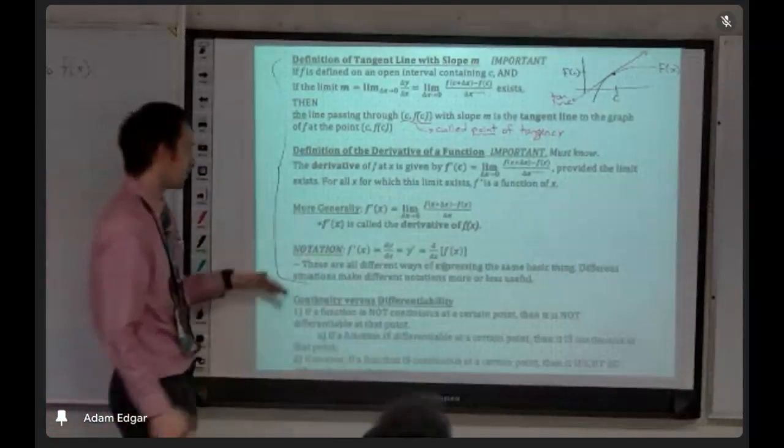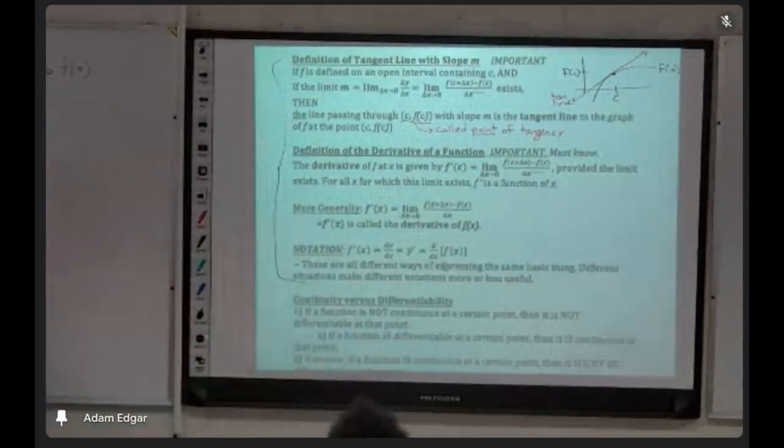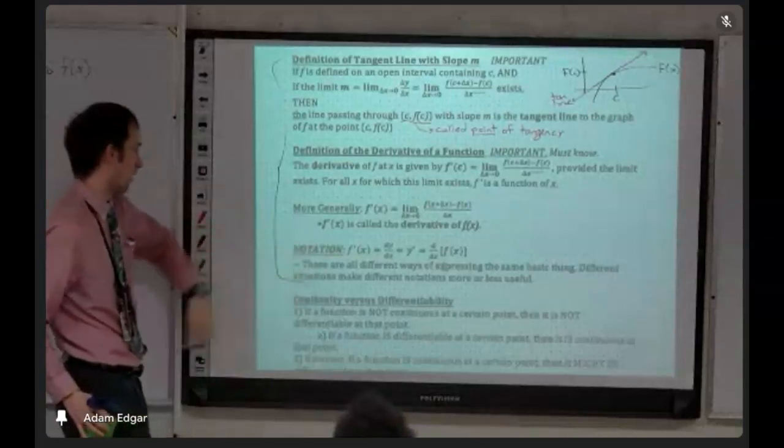There are other ways as well to express the derivative that we're not going to use, but that you might run into in physics. And if you do, your physics professor or teacher will tell you. Different situations make one or other of these more or less useful.